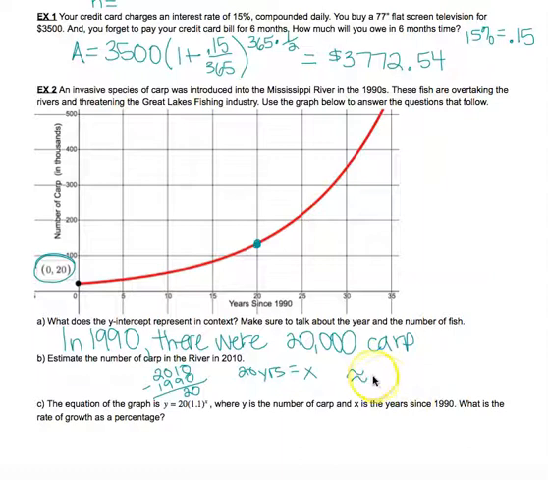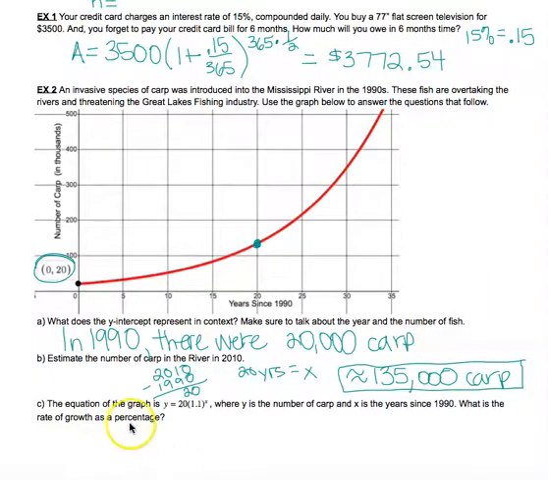So I'm just going to guess about 135,000 carp. But again, if you guesstimated 130,000 or 140,000 or 142,000, those would all be considered correct because of their closeness on that scale.